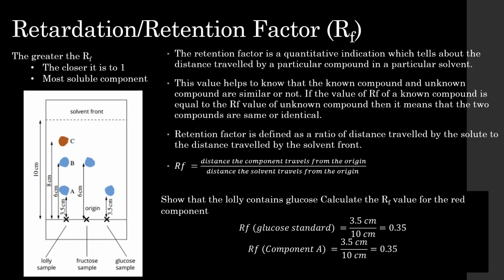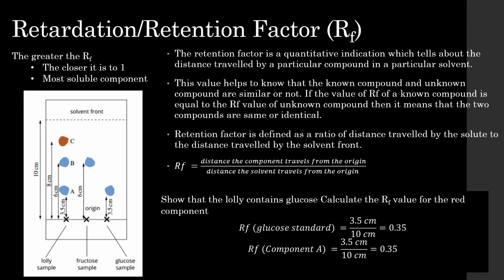So the retardation factor or the retention factor, what do we need to know? The more soluble it is, or the greater the RF value, the closer it is to 1. Now, those inks can't go past the solvent front, so it can't go past 1. And the most soluble component is going to be right up the top, closest to the solvent front. So the retention factor is a quantitative indication which tells about the distance travelled by a particular compound in a particular solvent.